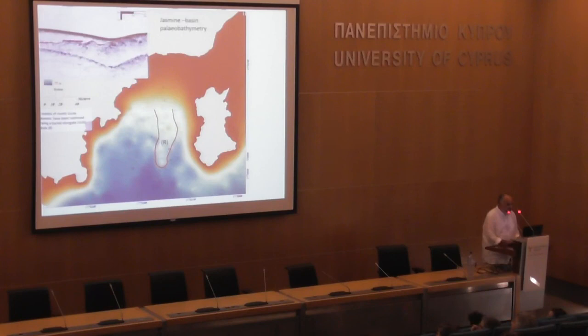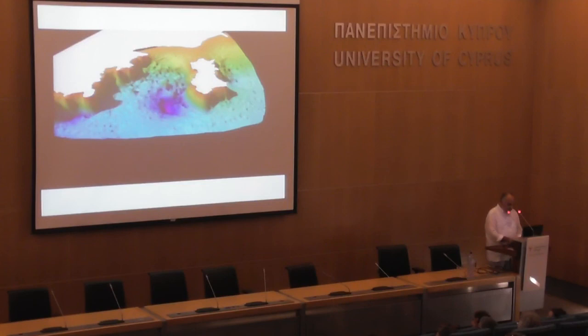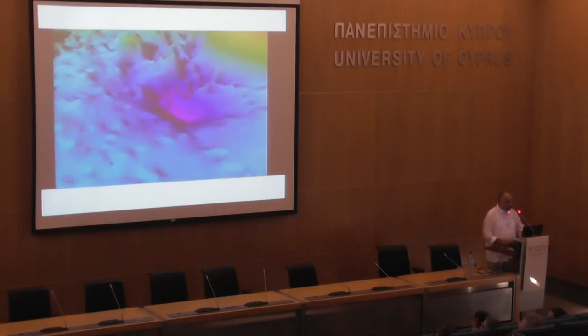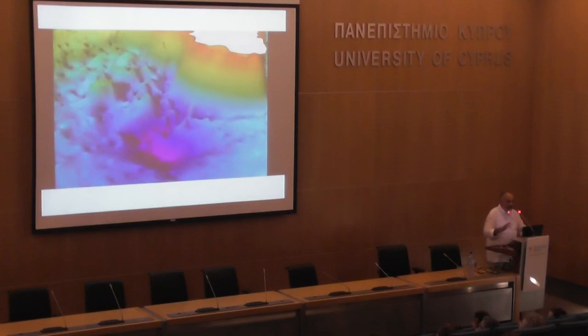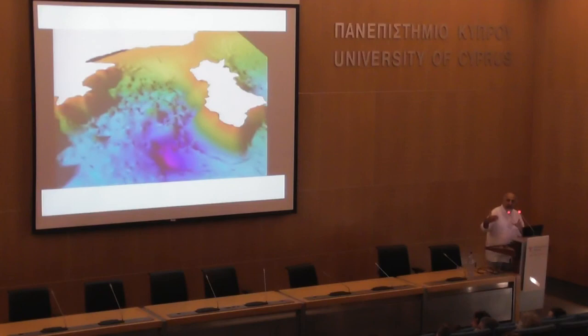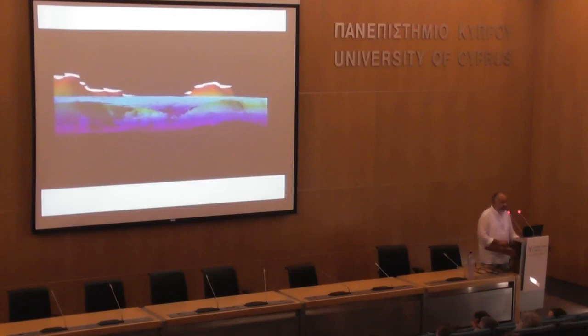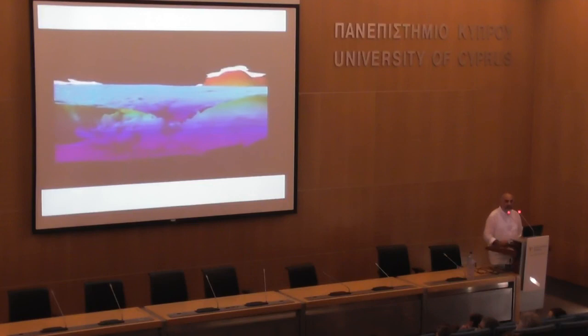Here you can see the background area of the basin of Jasmin, which is characterized by an elongated rocky ridge that divides the basin in two parts and is running almost perpendicular to the present day coastline. Let's go to the Jasmine. You can see the bathymetry. The sediments are very mobile in that area, because we have a lot of very strong longshore currents that modify the seafloor every day. And now you can see the background below the recent sediments, and you can see these rocky ridges.